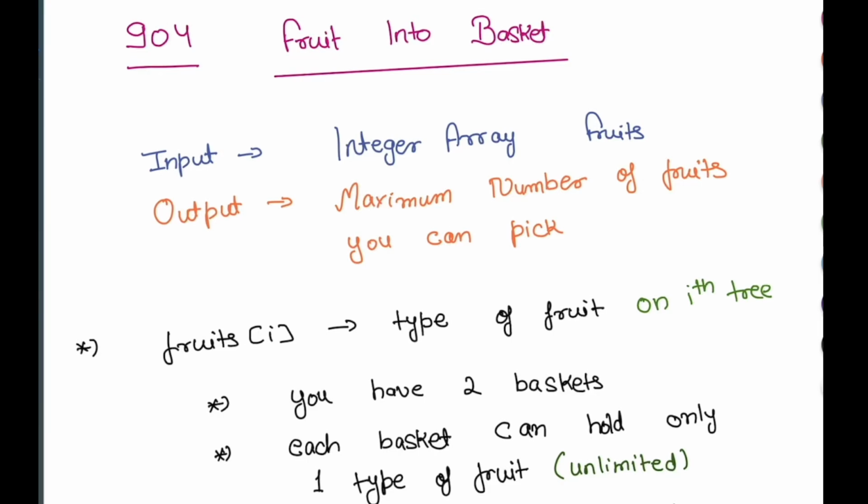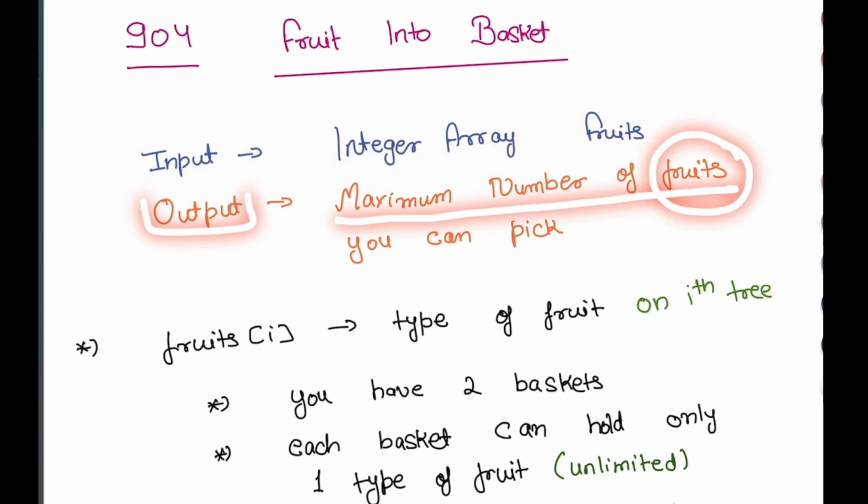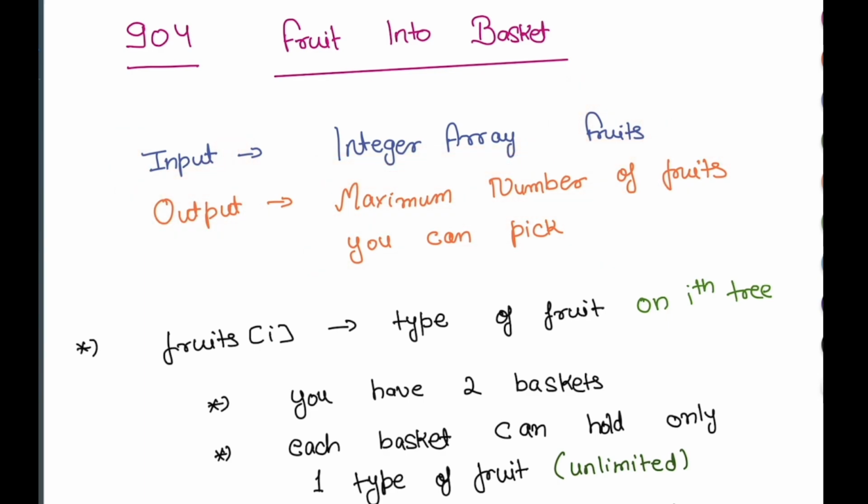In this video, we are going to solve the LeetCode problem of the day, and the problem is Fruit Into Baskets. Now, the input given in the problem is an integer array, and let us call it fruits. And the output we need to give is the maximum number of fruits you can pick. The wording of the problem is very confusing, but I will explain the wording and what we need to do in this particular problem.